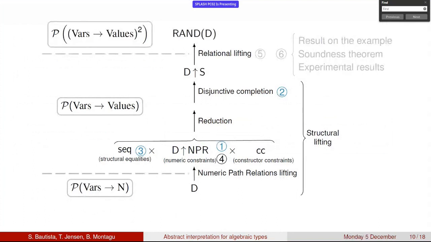Okay, so I've talked about the main idea behind the NPR lifting, which is having pairs of a variable and a path. I've talked about why we take a disjunctive completion and how structural equalities helps us keep this disjunction small. Now I'm going to go back to the numeric path relations lifting and see some of the details of what we need in order to analyze an assignment.